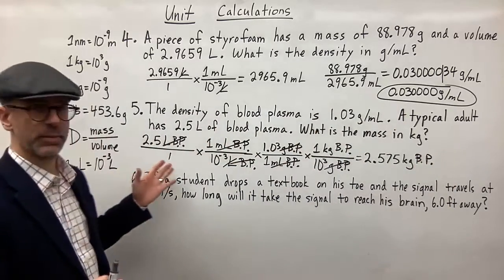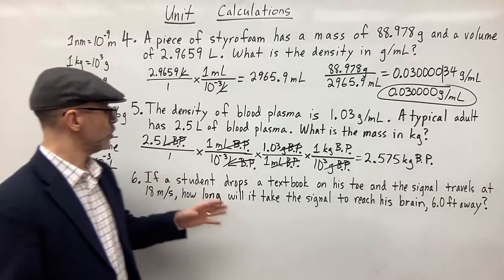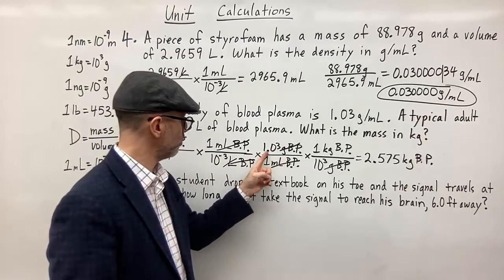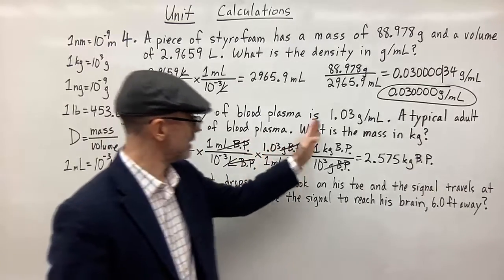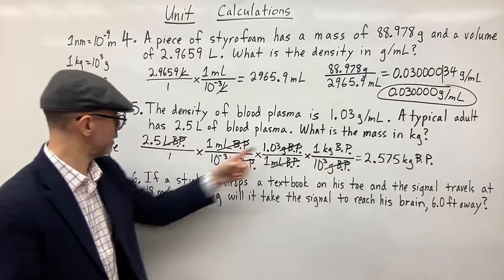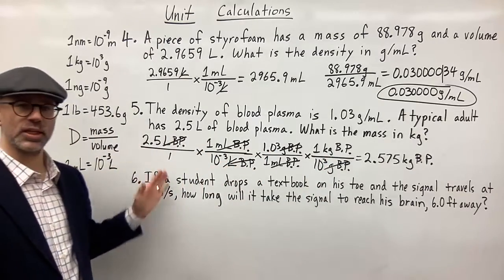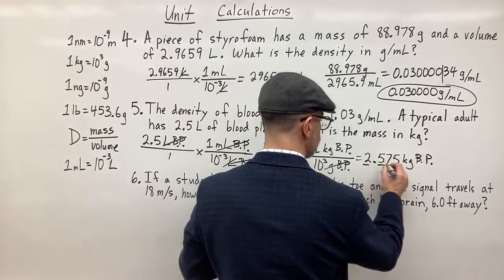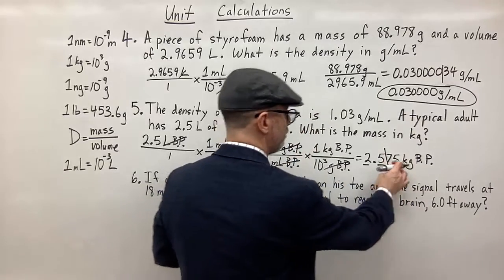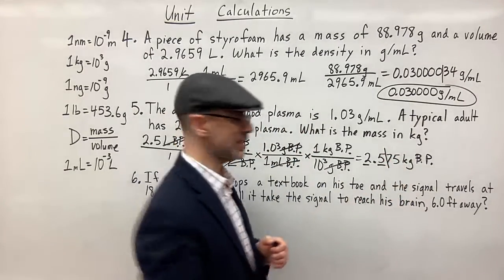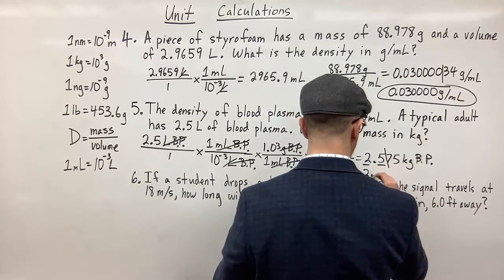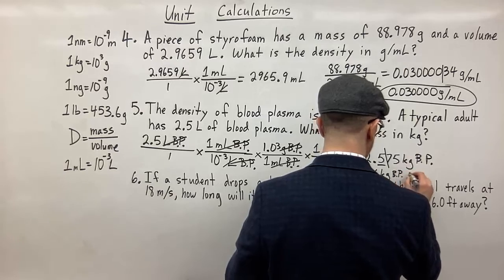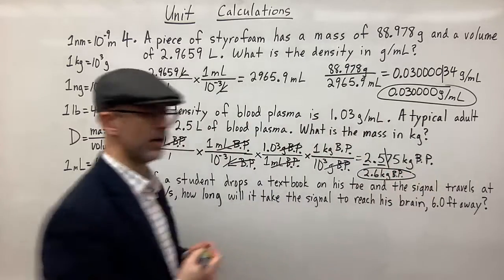And again, I got to double check to make sure that I have the right number of sig figs. So this is exact, so I can ignore that. Here I have 1.03, that's 3 sig figs. This is exact, so I can ignore that. So I have 3 sig figs. I have 2 sig figs here, so the least number is 2, so I can only keep 2 here. So 1, 2, drop that off. Here's a 7, so I need to round that up to a 6. So the final answer is 2.6 kilograms of blood plasma. So that's my final answer.